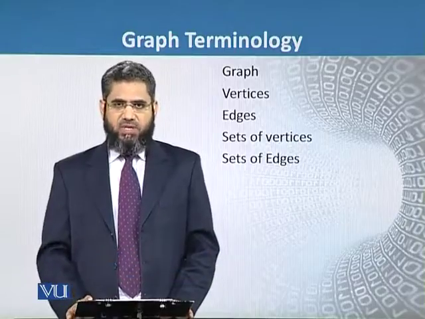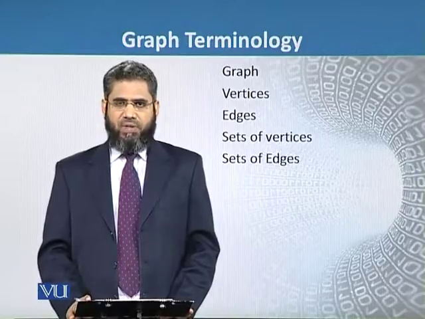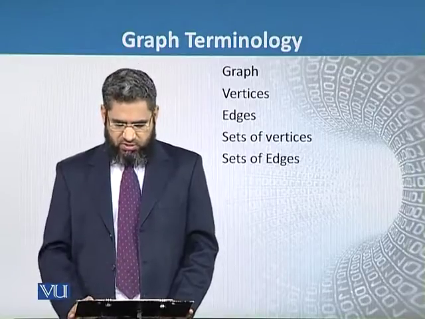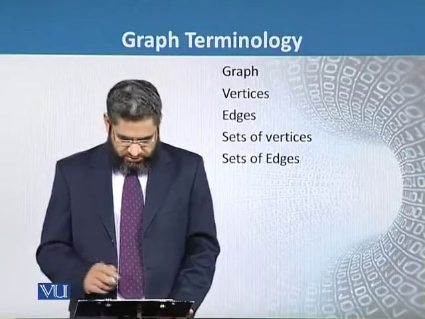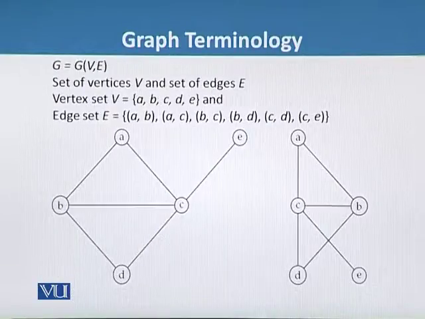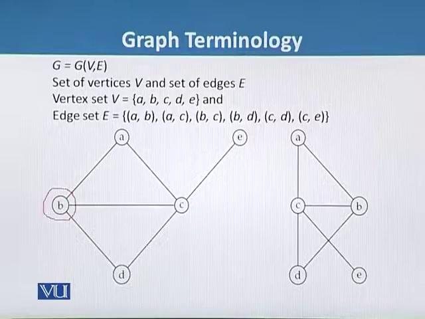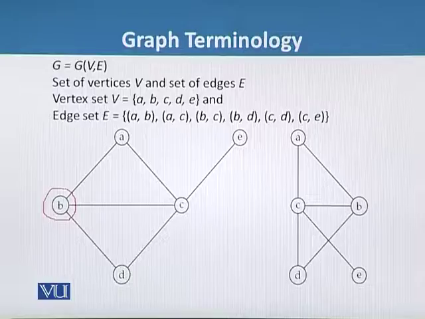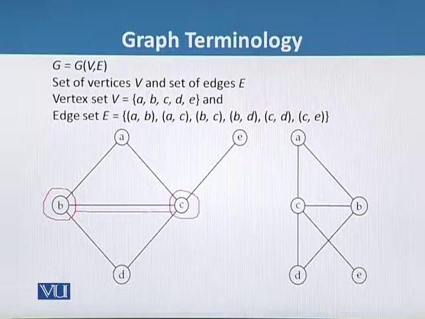In the next slide we will see the diagram of the graph, and we will see the next two terminologies, the set of vertices and the set of edges. We can see here that these are two graphs shown in this diagram. This is one vertex, a point, and we call it a vertex. This is another point, another vertex, and this line joining the two vertices is called the edge.